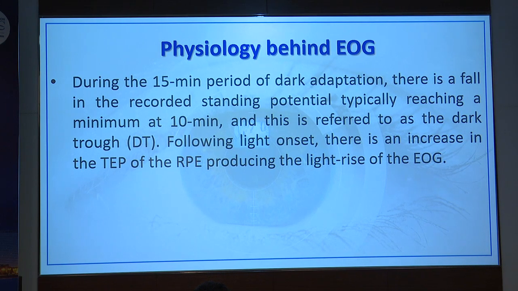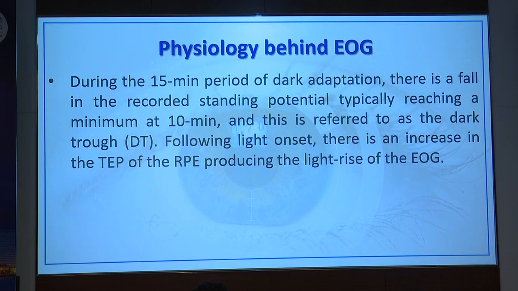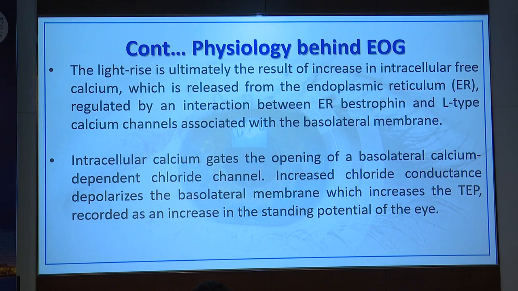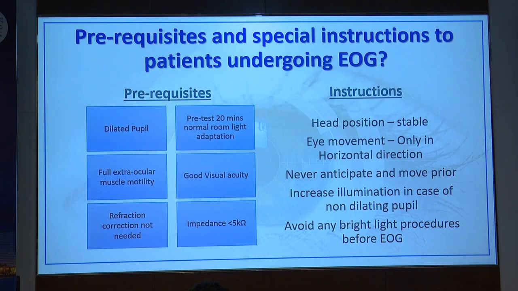Following light onset, there is an increase again in the transepithelial potential of the RPE, producing the light rise of EOG. The light rise is ultimately the result of an increase in intracellular free calcium, which is released from the endoplasmic reticulum, regulated by an interaction between endoplasmic reticulum bestrophin and L-type calcium channels associated with the basolateral membrane. This intracellular calcium gates the opening of the basolateral calcium-dependent chloride channel. Increased chloride causes depolarization of the basolateral membrane, which increases the transepithelial potential, recorded as the increase in the standing potential of the eye.